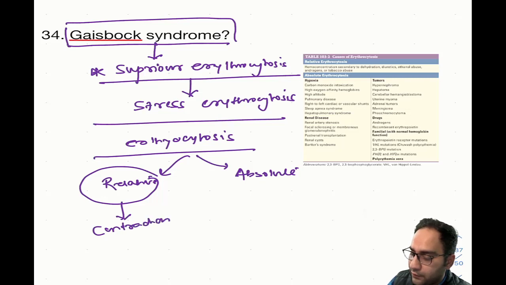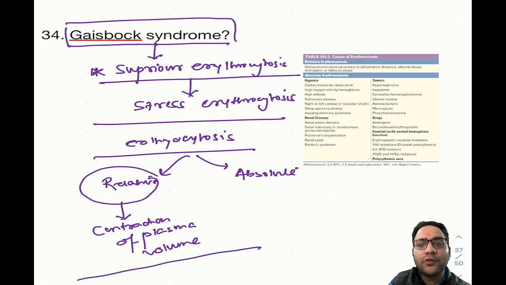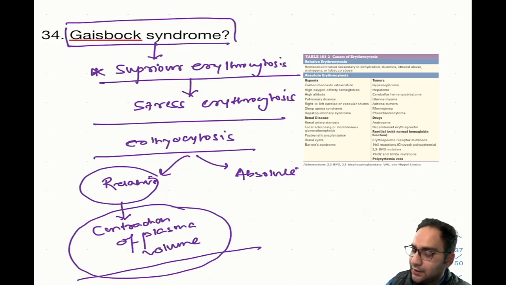In relative erythrocytosis, what has happened is that there is a contraction of plasma volume, so that's why you get an increase in hemoconcentration. This is not a true thing. This is relative. This is spurious or stress-related erythrocytosis.